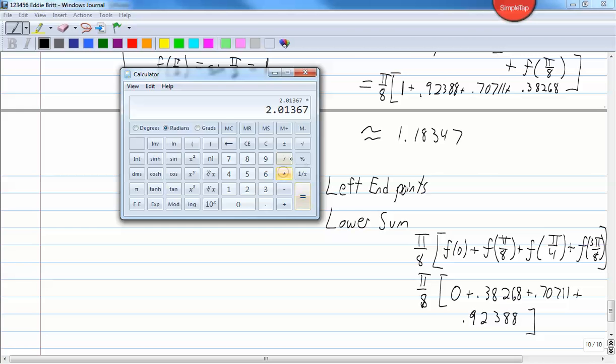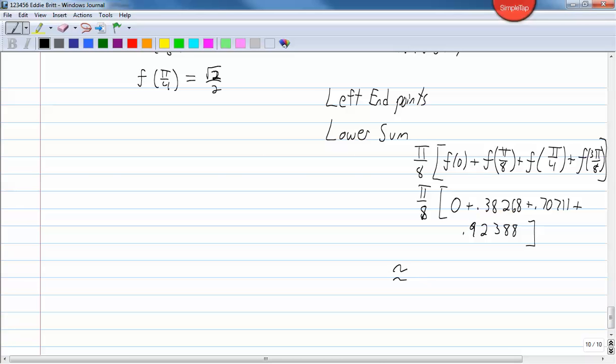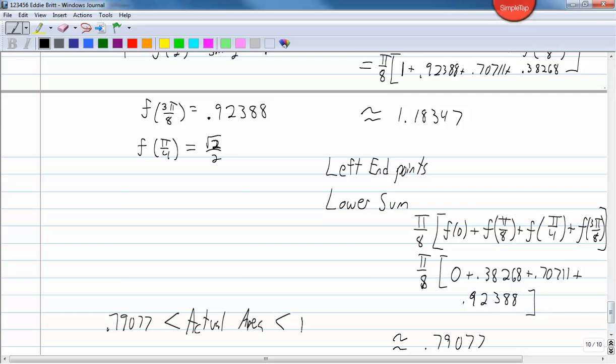And say that times pi over 8. I'm going to round this to 5 places. That's 0.79076, or 0.79077 if I round. So we know that our actual area has to be greater than 0.79077 and less than 1.18347.